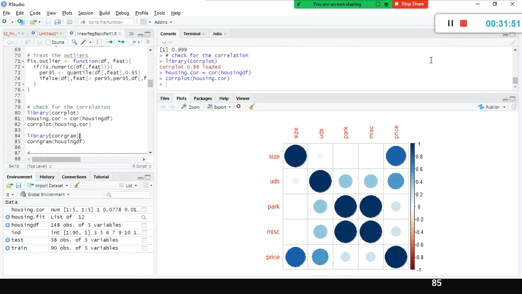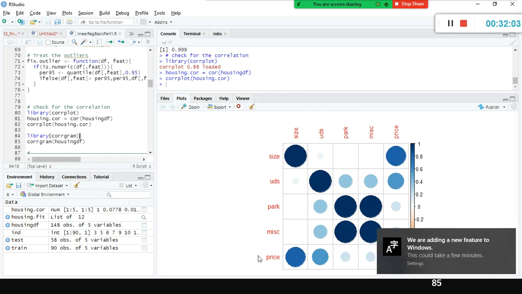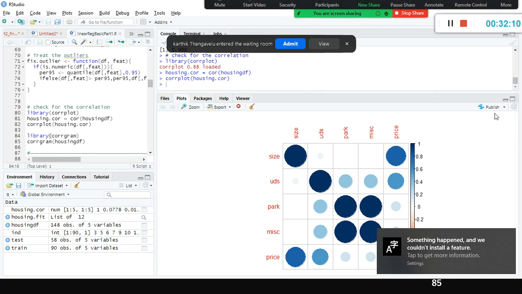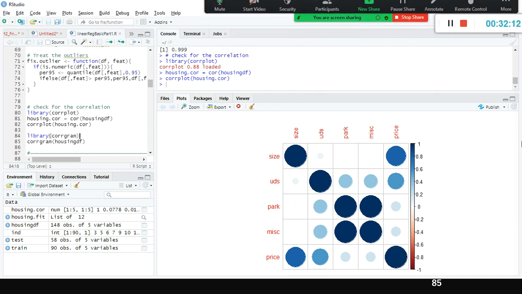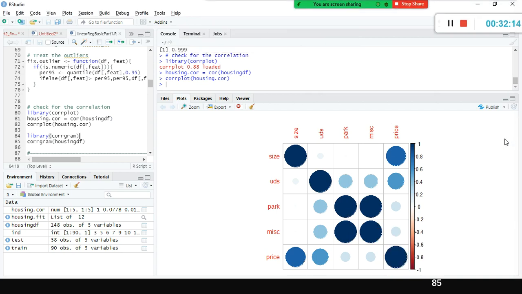But if I have hundreds of features in my model, Karthik, as you said rightly, what will you do? You cannot blindly check that Park is not correlated well compared to MISC and remove it, because I have the remaining 50 variables, and 50 more variables. In that case, how will you address the multicollinearity, Karthik?